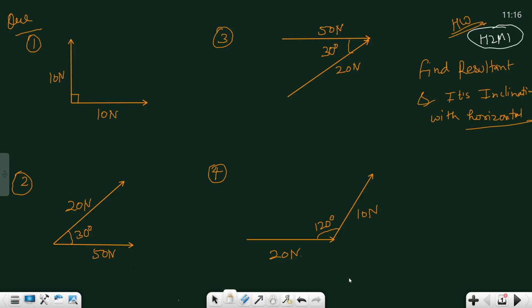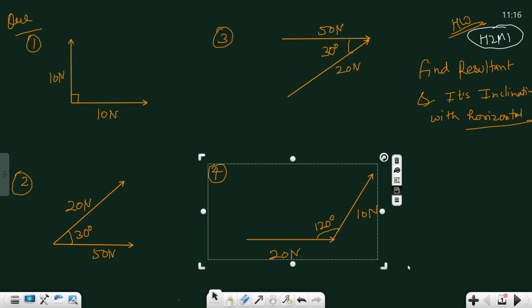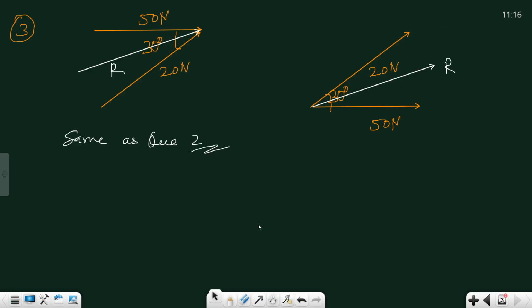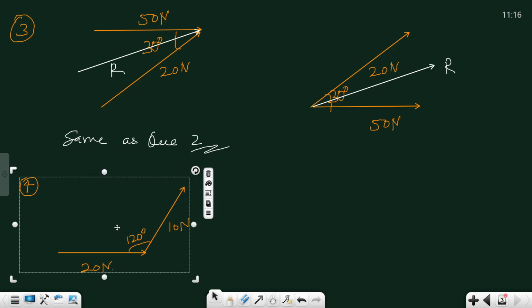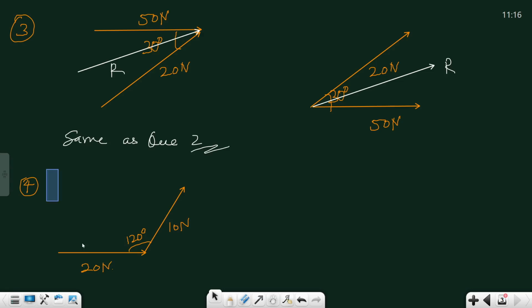Then the last one. Acha, angle: you can only take the angle head to head or tail to tail. For this question, the angle is given of head and tail. So for this one, you have to rearrange the vectors. You just need to simply shift this 20 Newton or 10 Newton as per the requirement, जैसा भी आपको easy लगे.